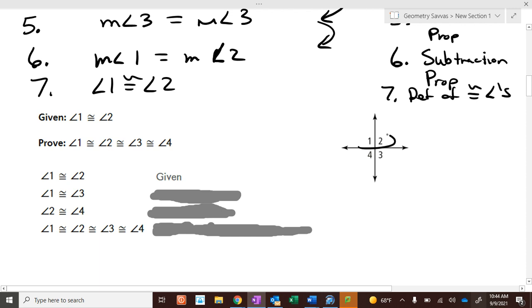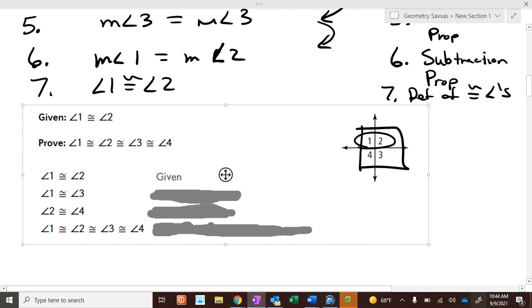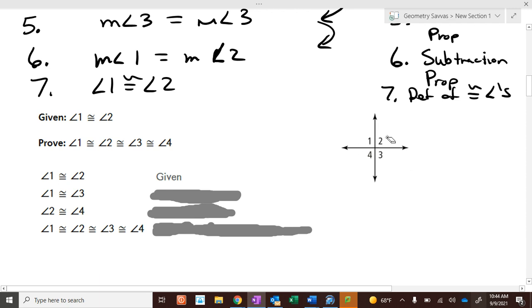We're given that 1 and 2 are congruent to each other. We want to prove that all 4 of these are congruent to each other. Okay, how are we going to do that? Well, we're given 1 is congruent to 2. Now, why are 1 and 3 congruent to each other? What did we just talk about, Mia?